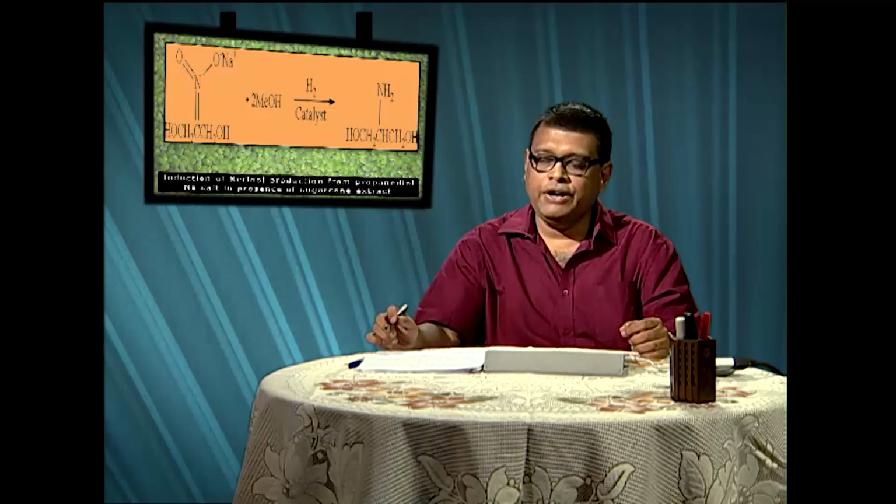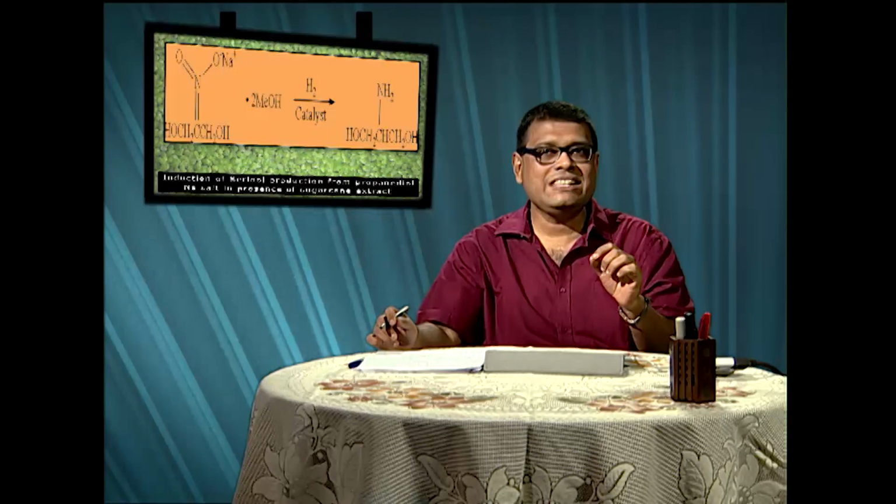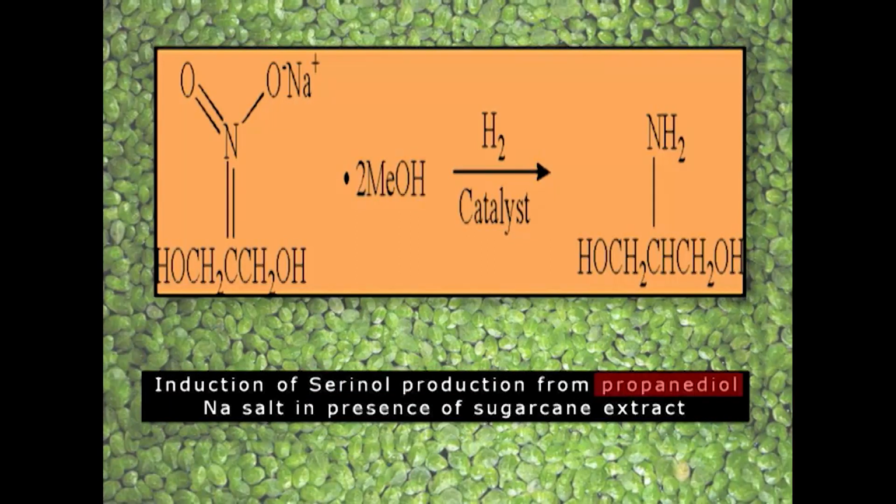Now coming to a very important aspect, that is how signaling occurs with the help of toxin. Say for example, a very important toxin signaling is the induction of serinol production from the propanediol. And actually, this will occur in presence of Helminthosporium saccharine and sugarcane extract. So, that sugarcane extract is not adequate. Whenever there is Helminthosporium saccharine, then the formation of serinol will be there from the propanediol, which is an important signaling activity induced by Helminthosporium saccharine on plant tissue.